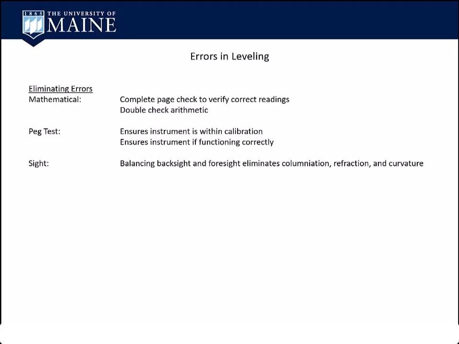So mathematical errors, if you complete the page check, double check the arithmetic, make sure it's all there. Pegging the instrument, you make sure it's working properly within calibration. And balancing back sights and foresights. If you've got unbalanced sights, then the error isn't equally distributed between back sight and foresight. Now you have to make some mathematical corrections to the data, which is unpleasant sometimes.